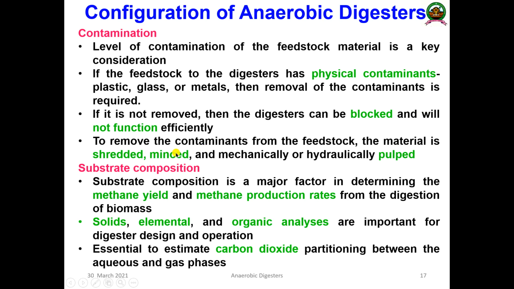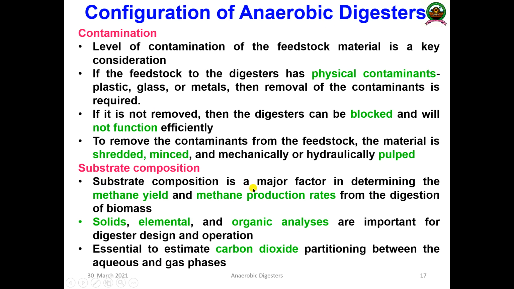To remove the contaminants from the feedstock, the material can be properly shredded or minced, or mechanically or hydrolytically pulped. It should be properly mixed. So all these contaminants should be segregated and the material should be properly pulped, shredded and minced to avoid this contamination. Next one is the concentration of the feed or substrate.